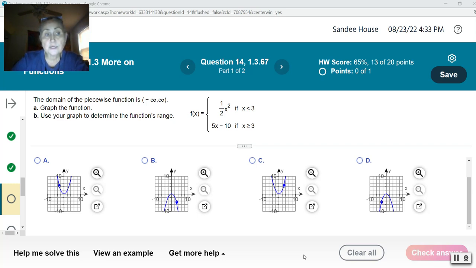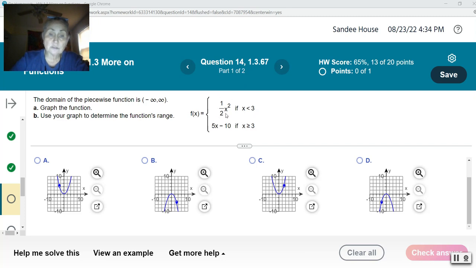We were talking about piecewise defined functions, and those are functions that are divided into pieces of the domain, that is, of the x value. So you can see from this first part of the problem that the first piece is true only where x is less than 3. And the second piece is true where x is greater than or equal to 3.